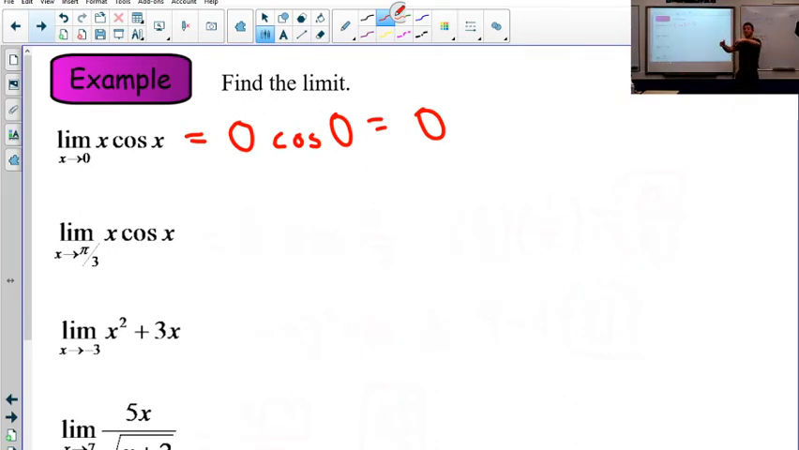So anytime you can just plug in the number, then that'll be the end of the problem. So pause for a quick minute and see if you can get these next 3.